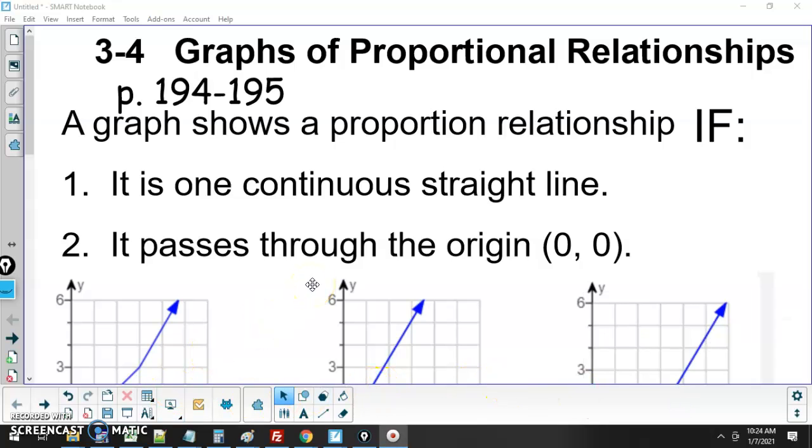Got a new lesson for you today about graphs of proportional relationships. All right, so that's something new to you guys. You haven't graphed anything so far this year, but we're just going to examine graphs and see if they are proportional. And it's pretty simple. What you have to look for is just two things: if it's a continuous straight line, and if the graph passes through the origin, which is the point (0, 0).